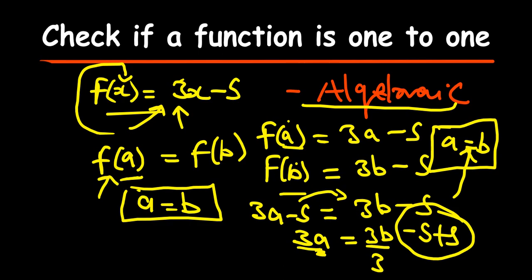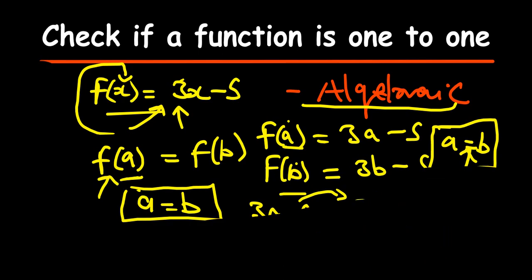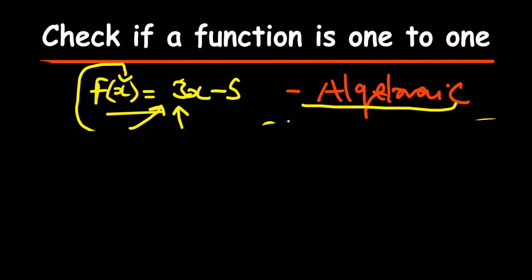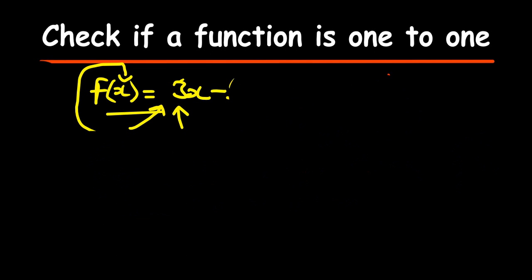Okay, let's do another example. Let's say we have this example, f of x is equal to x squared. Is this function here a one-to-one function? It's not. It's simply not a one-to-one function. But how are we going to prove it?